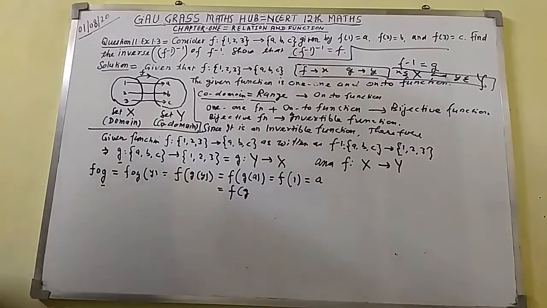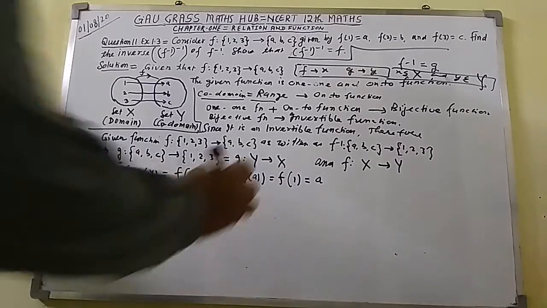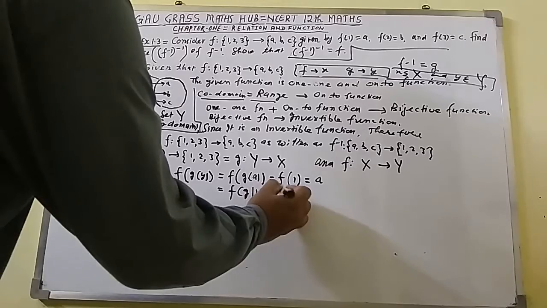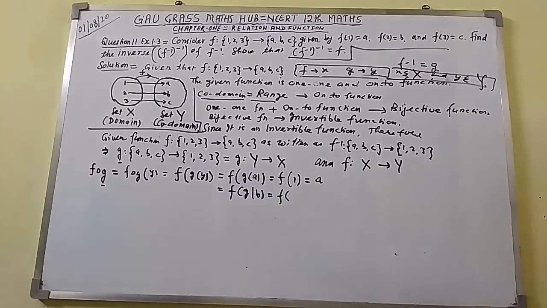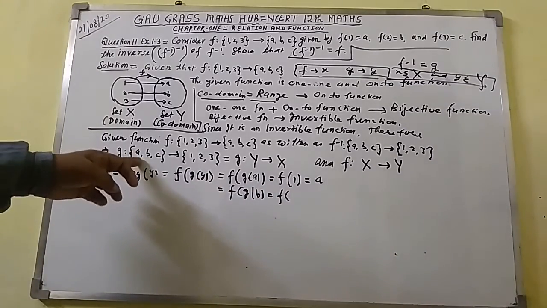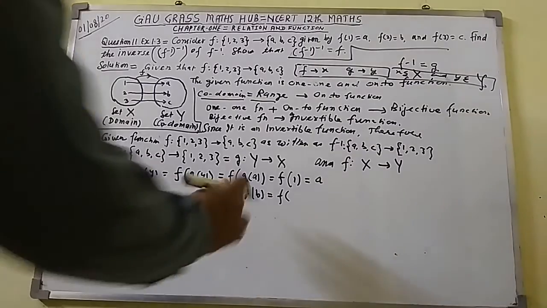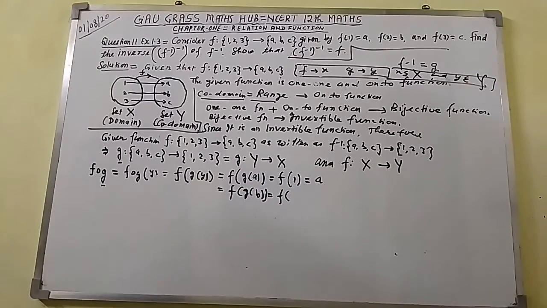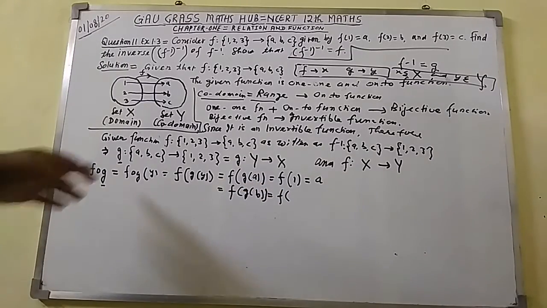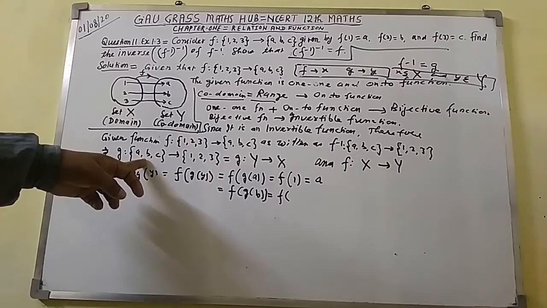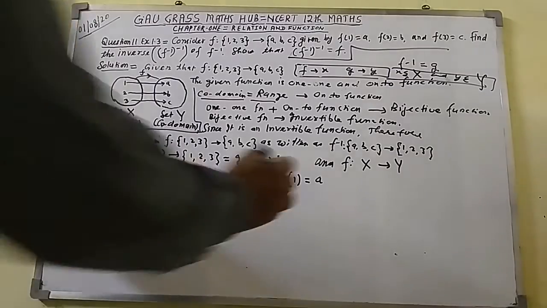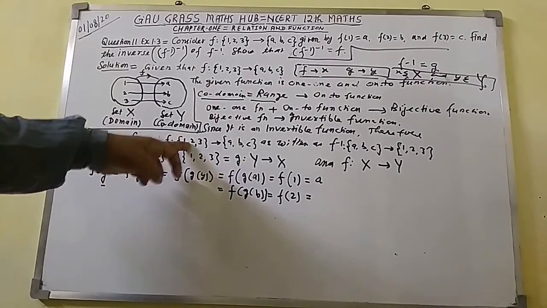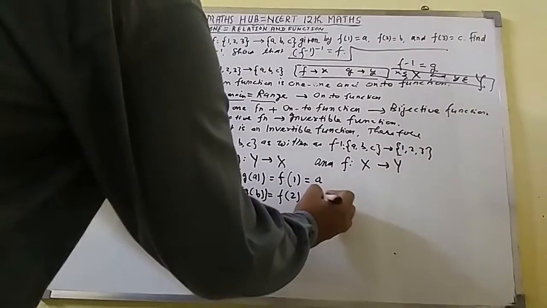G of A, I have written A. Write here B, another element B. So if you write here B, the F of G of B, the G of B you take in bracket. The G of B will become 2, so you will get here 2. But F of 2 goes to B, so this will become B.